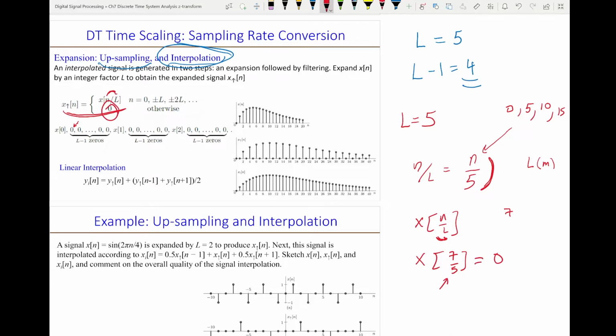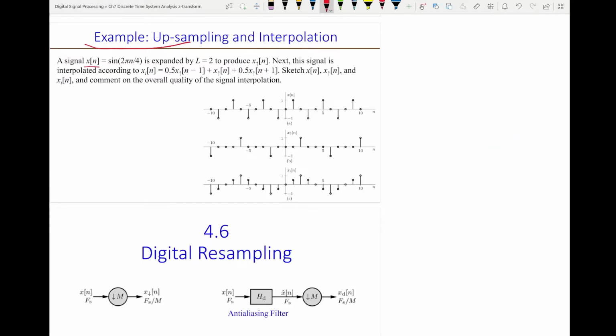Let's take this example. So we have here a signal which is purely sinusoidal. So its digital frequency f will be 1 over 4, so 1 cycle per 4 samples. And if you think of it as an analog signal, the sine will be like this one. So there are 4 samples per cycle: 1, 2, 3, 4. Okay, we have this discrete signal, that's the plot, and we want to expand it by a factor of L equal 2. And then we also want to interpolate the expanded signal using just simple linear interpolation.